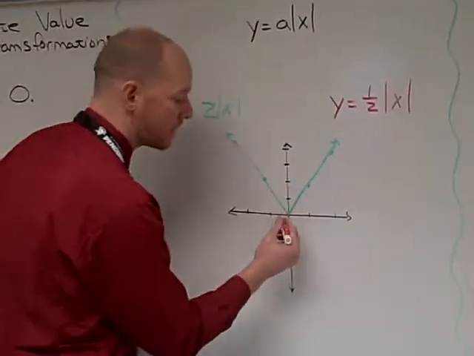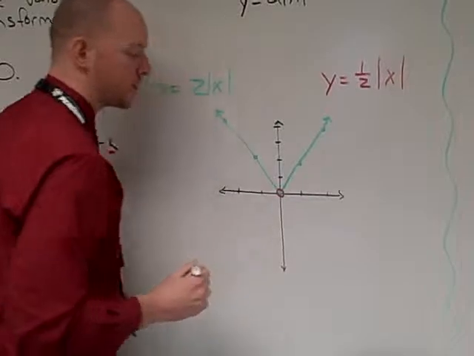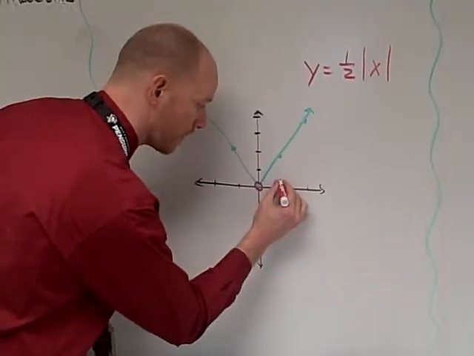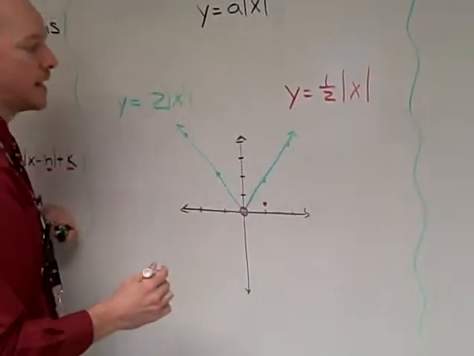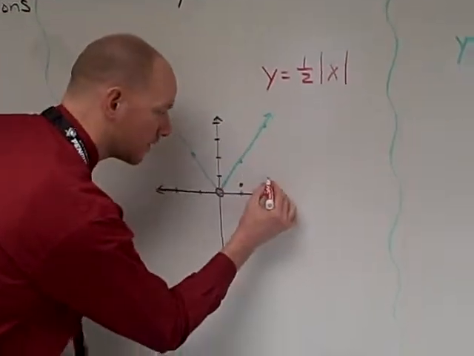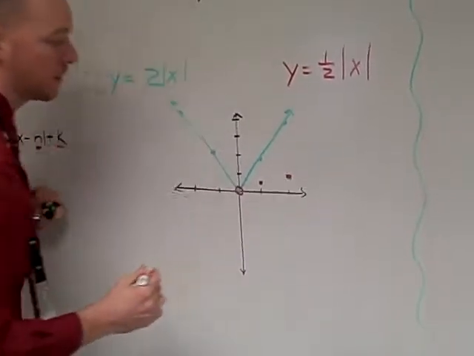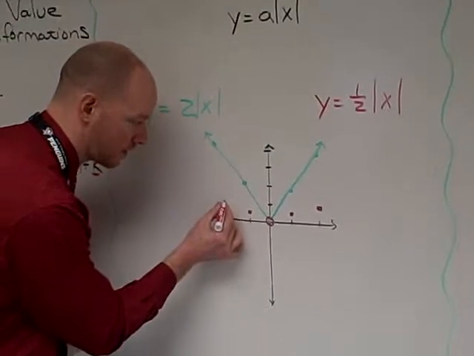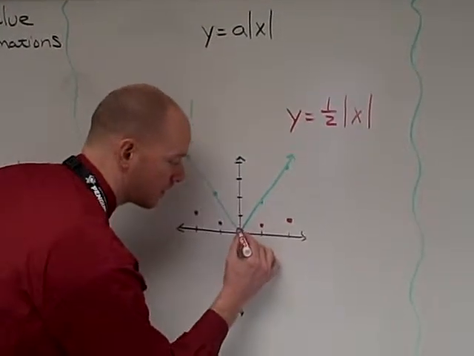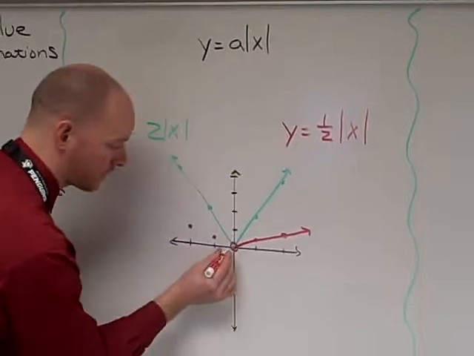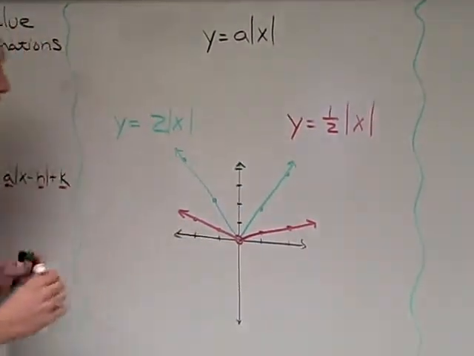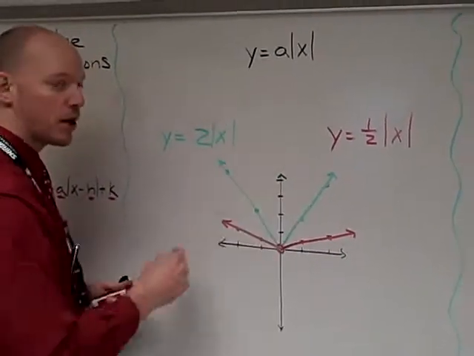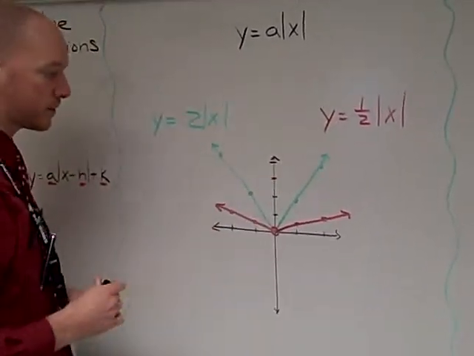If I use an a value of 1/2, we still have the origin as a point. But if I substitute the value 1 in for x, the y value is 1/2. And if I put the value 2 in, the y value is 1. And I know it's symmetrical, so I'm just going to go ahead and plot the other side. So now we have our red V and basically our green V from their respective equations.